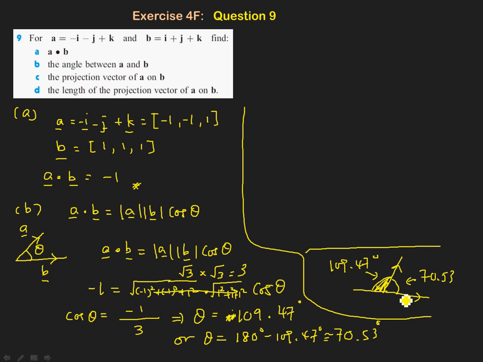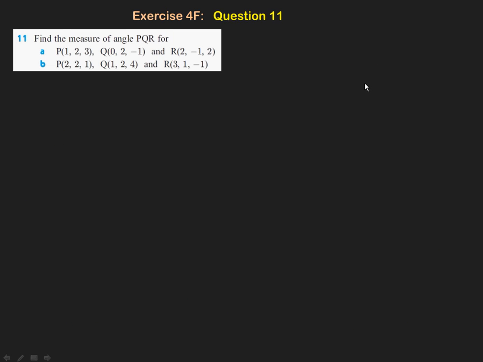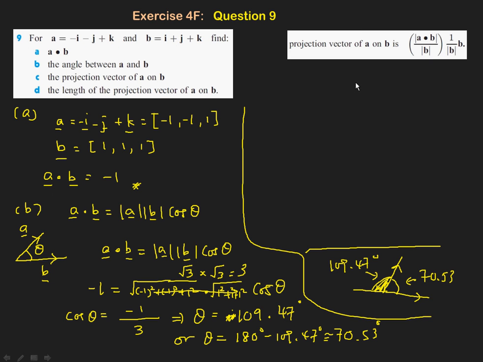Now move on to part C. Look at the formula of this. Clearly, the projection vector is given as follows, and we can use this formula to calculate the projection vector of A on B. It's pretty straightforward.